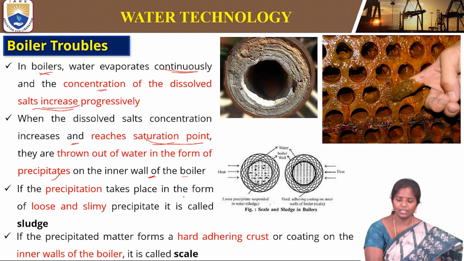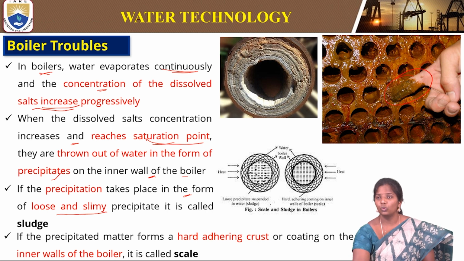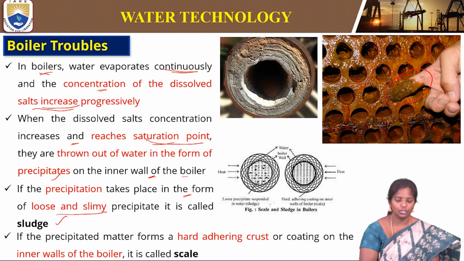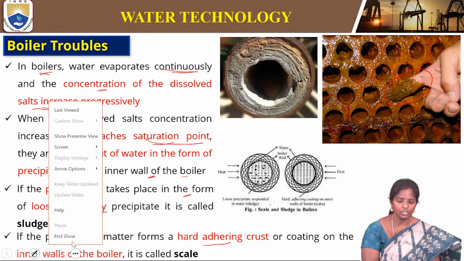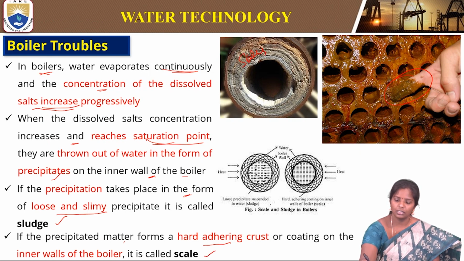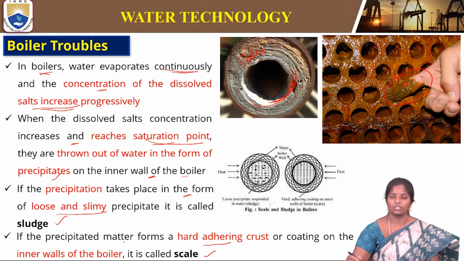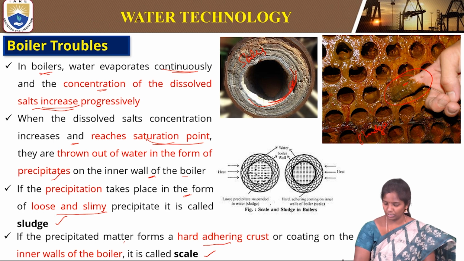This is how it forms troubles for the boiler. If the precipitation takes place in the form of a loose and slimy precipitate, then it is called sludge. And if the precipitation forms a hard adhering crust or coating on the inner walls, then it is scale. These are scales. It is hard enough that it cannot be removed so easily. This is the slimy and loose form, so this is sludge, and these are scales. We will see in detail how these are affecting the boiler.